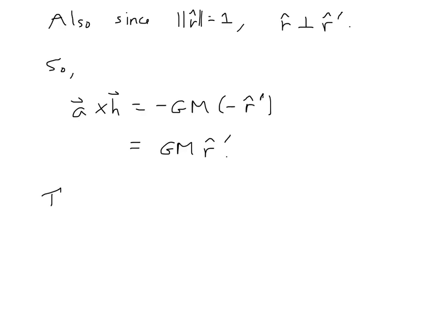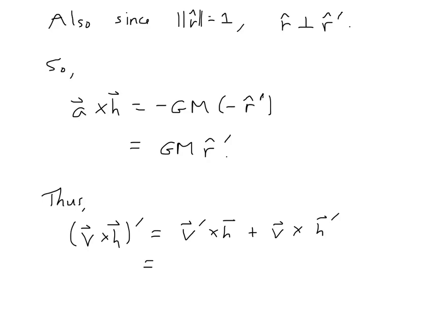Okay, so now we're going to do a little bit more simplification with this. Note if I take v cross h and look at the derivative of that, just go ahead and use the product rule here again, and recall that h is a constant vector, so the derivative of h is going to be 0. So this is just v prime cross h, which is of course a cross h, which we just calculated is GM r hat prime.